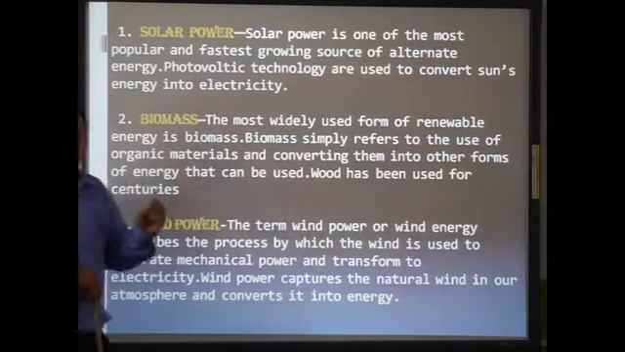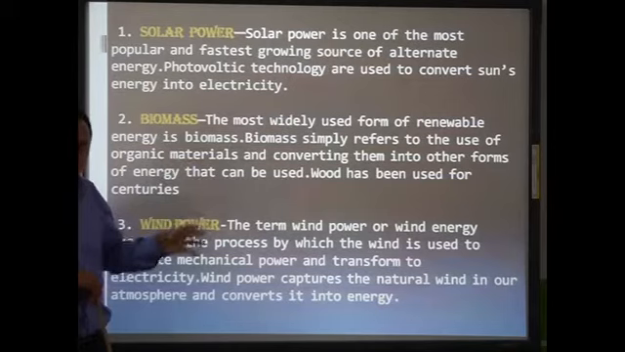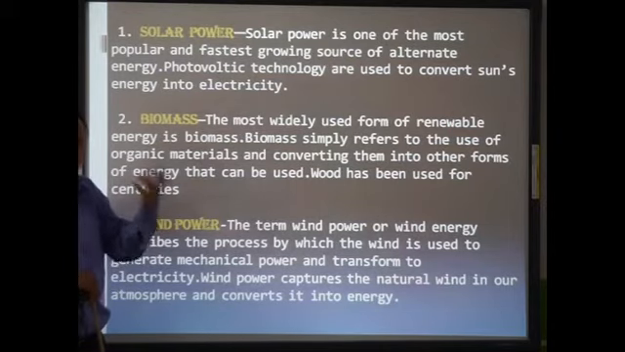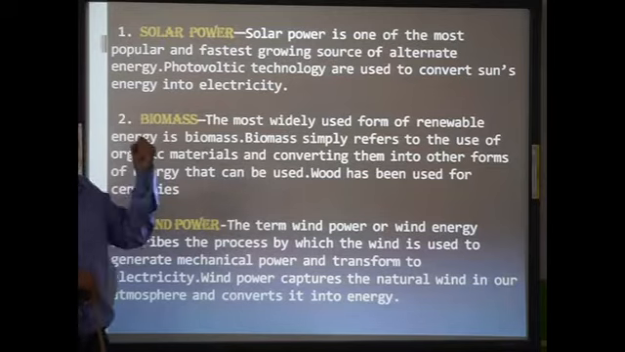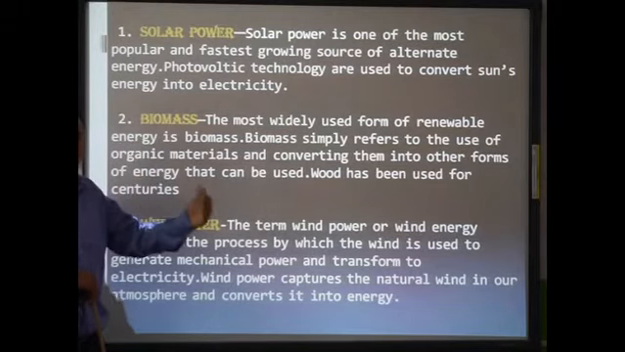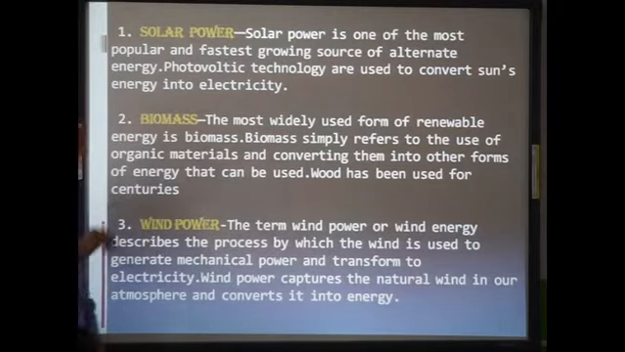That means biomass is basically using organic matter, decayed matter, animal waste. See, wood, all of that can be used after it is decomposed, the gas is extracted out, and that gas is used for generation of electricity, for cooking and so on. That is biomass. Third one is wind power.